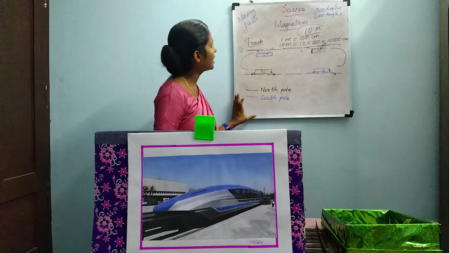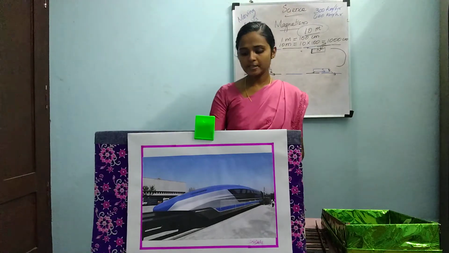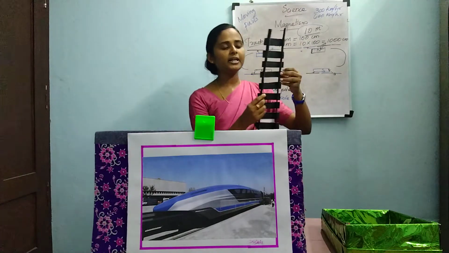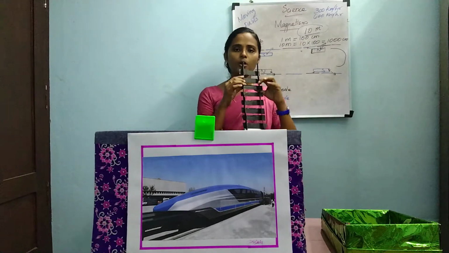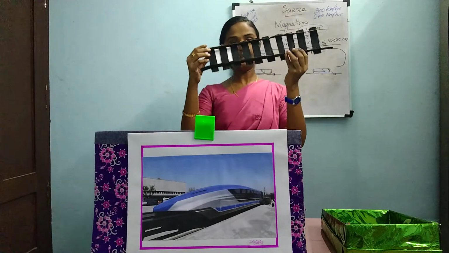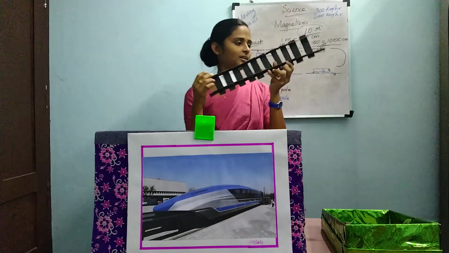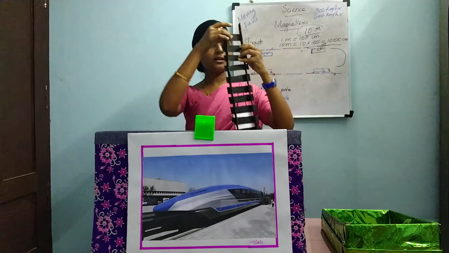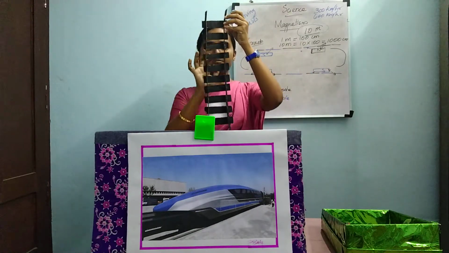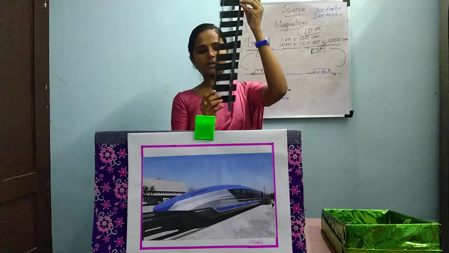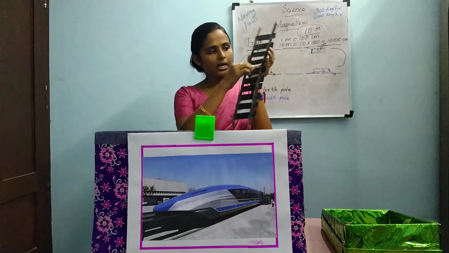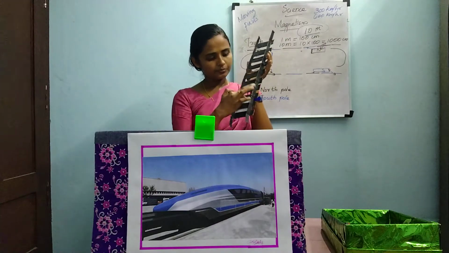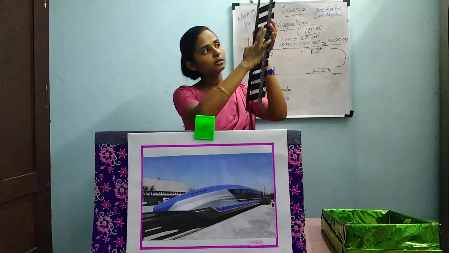Okay students, today we have learned about the maglev train, that is the bullet train or electromagnetic train, and I have made a railway track. This is a normal railway track. It's not a ladder, it's a railway track. The gap is here, see, there will be a gap between this track and this track, the railway track.